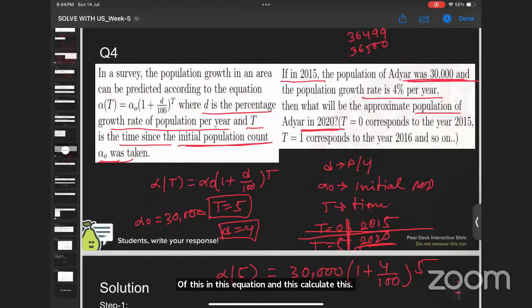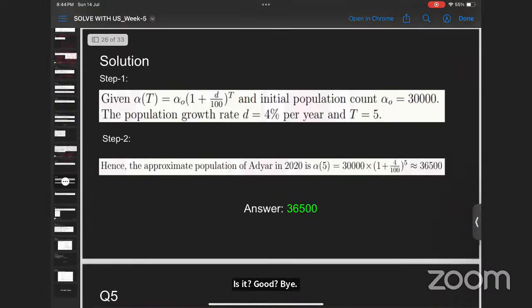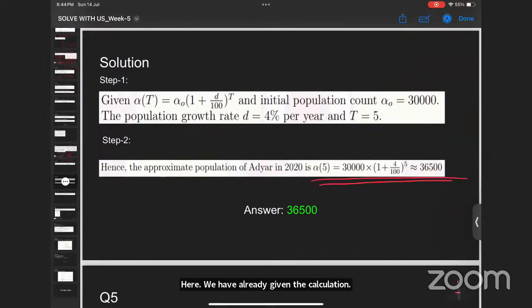To the power 5. Here we have already given the calculation. So yeah, this is approximately 36500. This is the answer. Any issue? Yeah. Acceptable, ma'am. Decimal points are acceptable, ma'am. 3649.58.